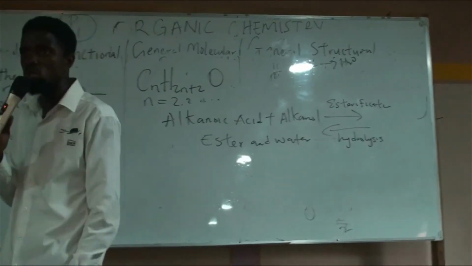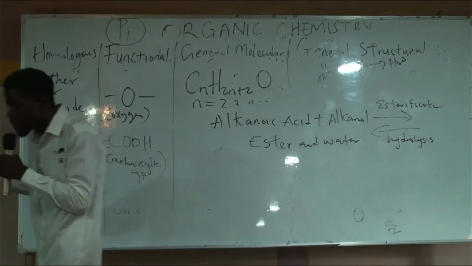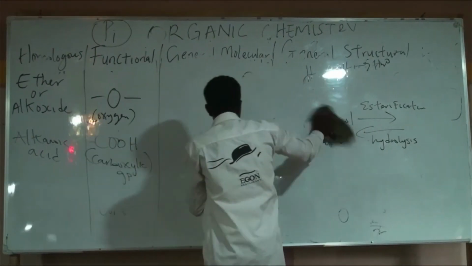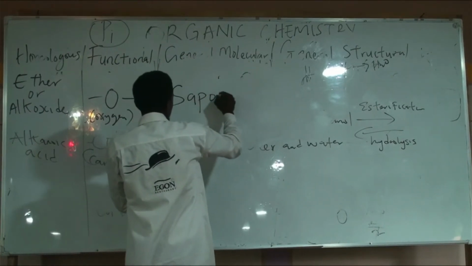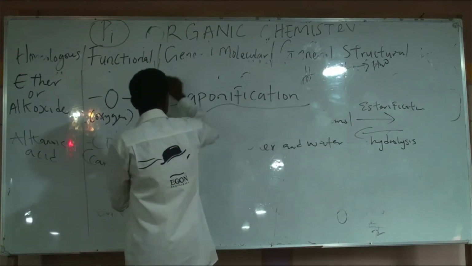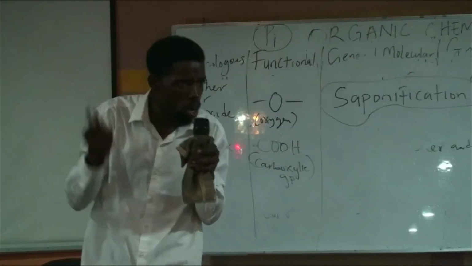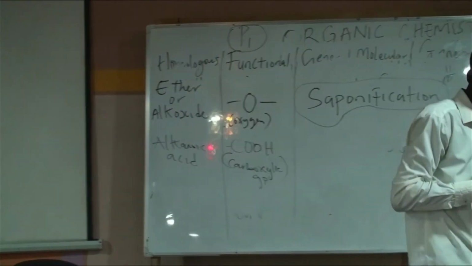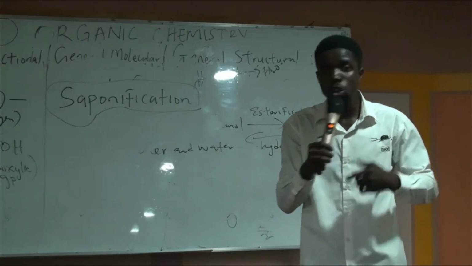The process is known as saponification. What is the alkaline hydrolysis of fats and oil called? This is a question that will come out. Acidic hydrolysis of fats and oil gives what? Alkaline hydrolysis gives what? They are not the same thing. That's why I'm separating them. You will see these questions.